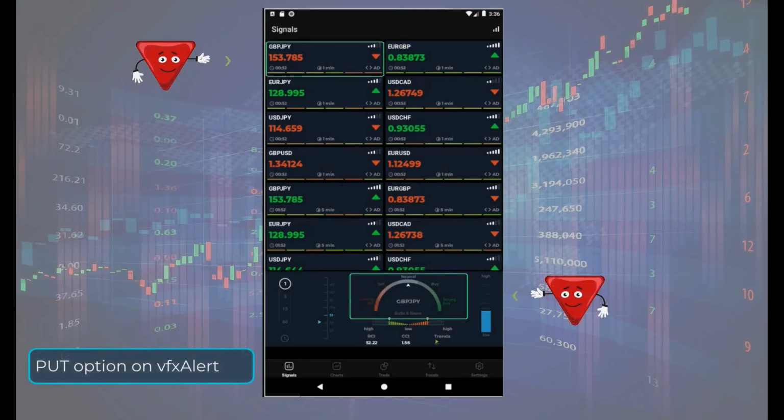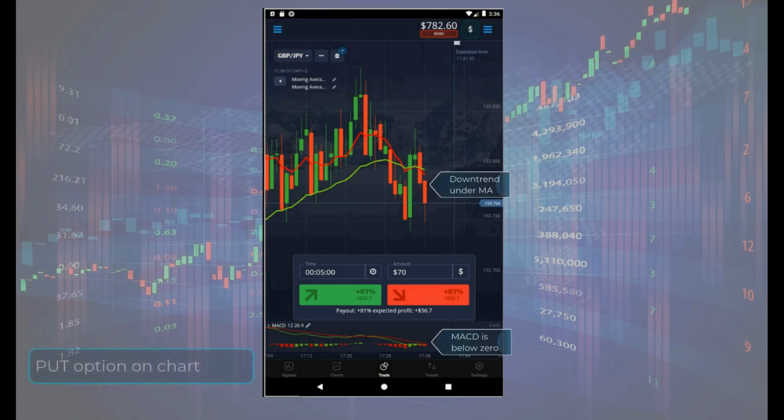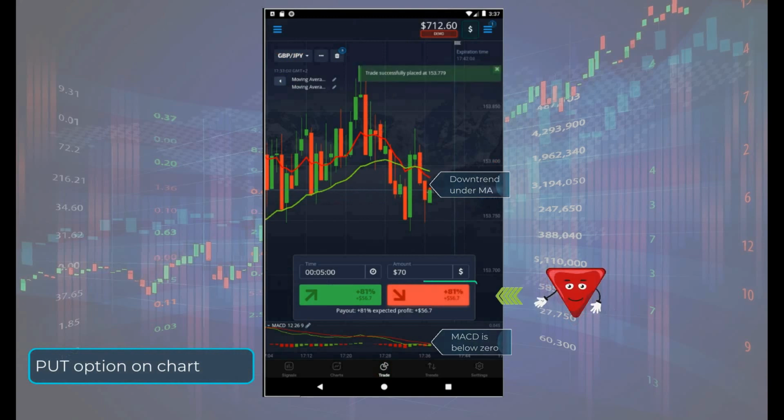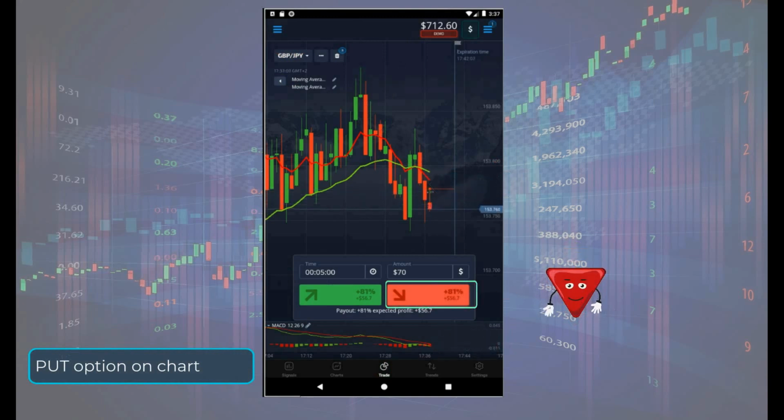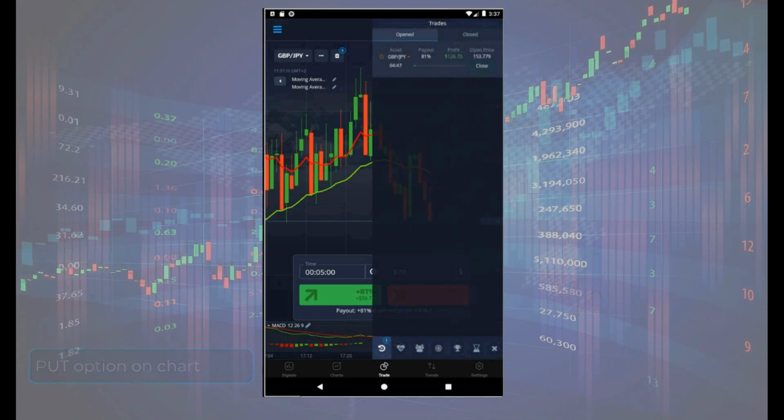The first option is on the pound-yen pair. On vfxAlert, a put signal of medium strength. To confirm, look at the graph. The strategy confirms the signal. The price is below the moving average, the MACD is below the zero level. Open a put option.